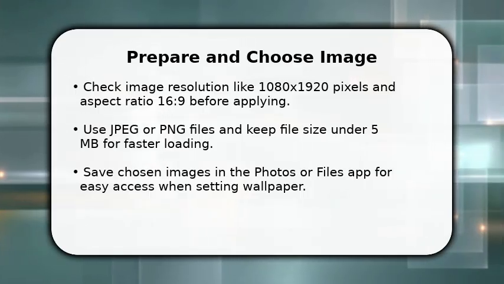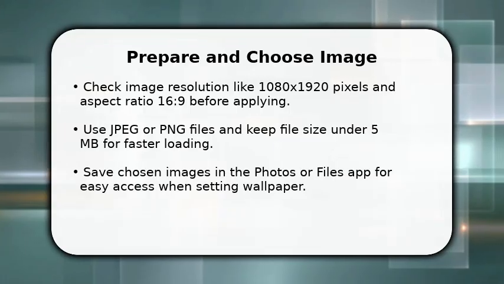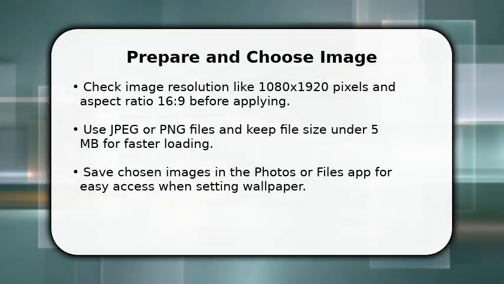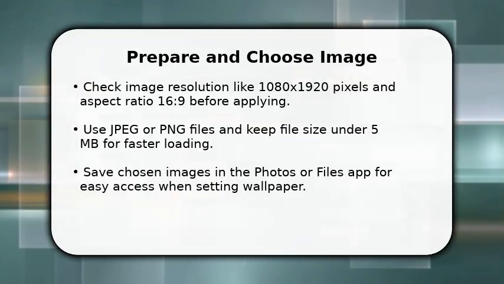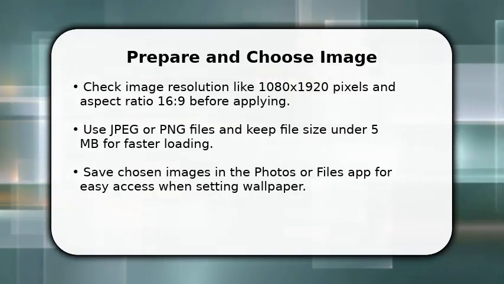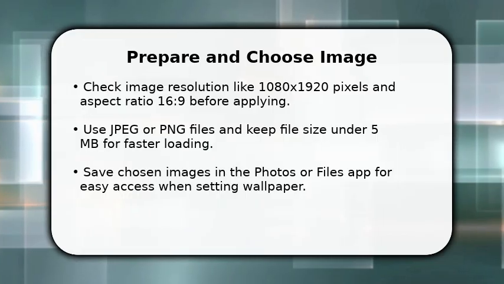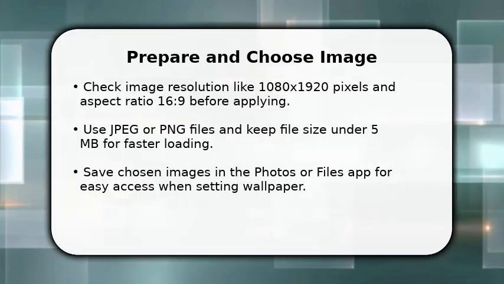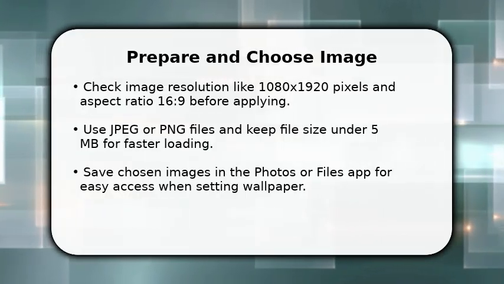Start by preparing the image you want to use as wallpaper on your phone. Check image resolution like 1080 x 1920 pixels and aspect ratio 16:9 before applying. Use JPEG or PNG files and keep file size under 5 MB for faster loading.